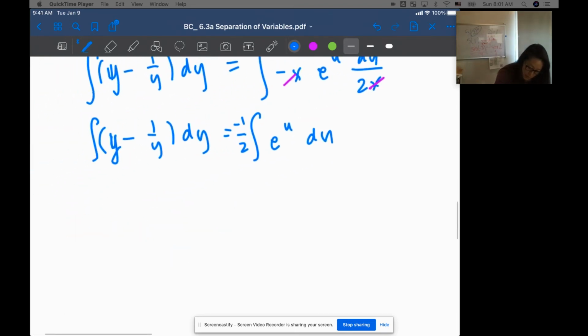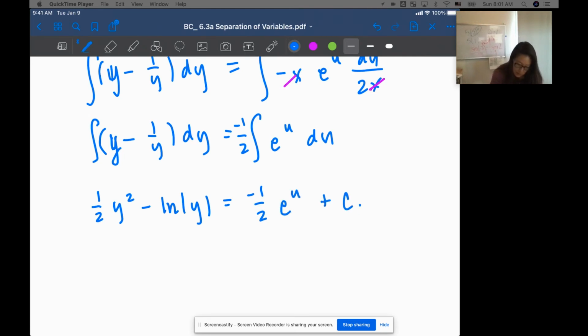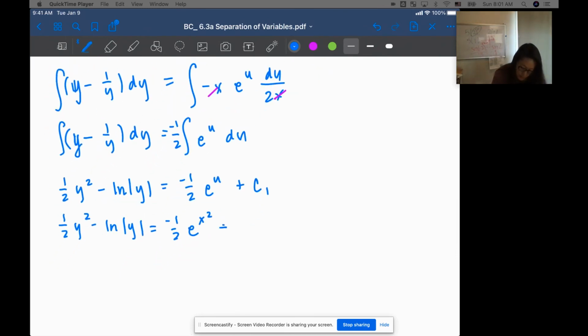Okay. Up next. The integral of y is 1/2 y squared, and the integral of minus 1 over y is minus the ln of the absolute value of y. And that's equal to negative 1/2 e to the u plus c1. All right, replace u with x squared. So negative 1/2 e to the x squared plus c1.